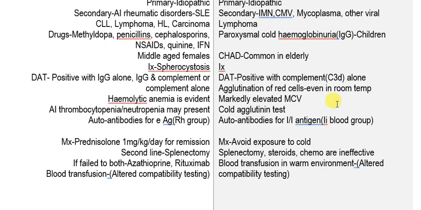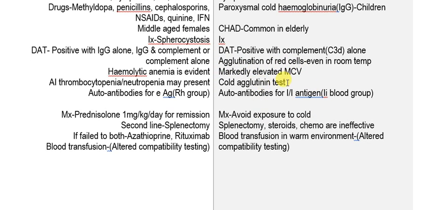But when you take the blood cells out of the body and do this test, it can show agglutination at normal room temperature, which is around 27 or more than 24. So that is one important significance of this finding. And markedly elevated MCV, that is macrocytosis, can be seen, and the cold agglutinin test is positive, and autoantibodies can be found for the I antigen in the blood.